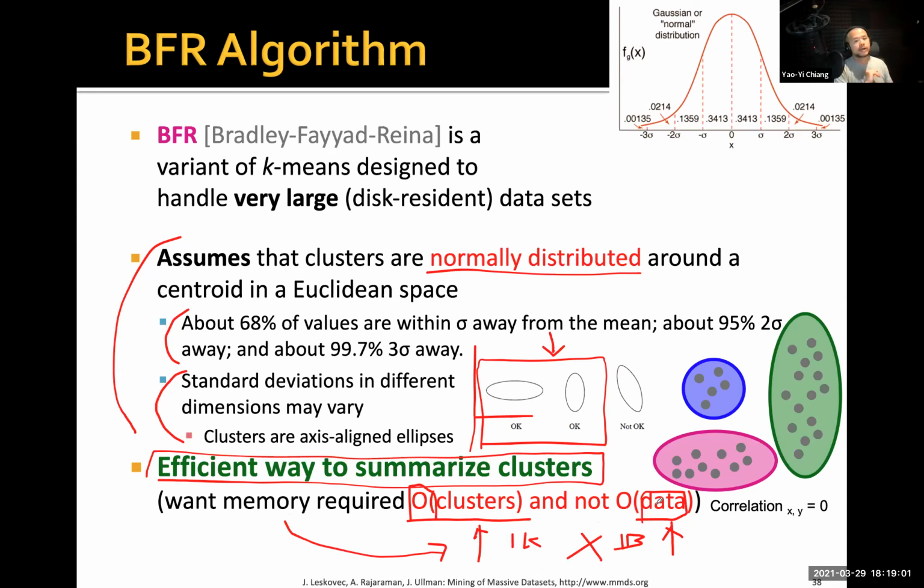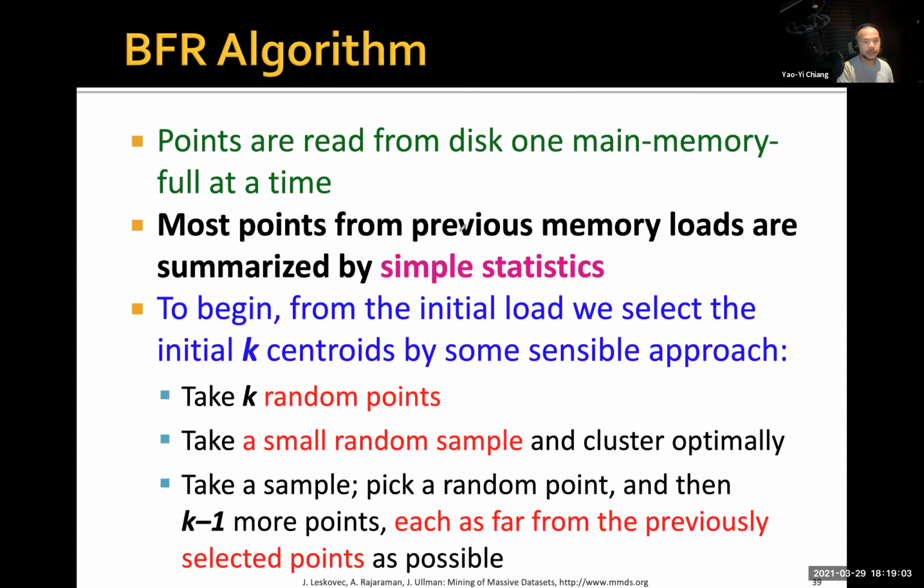Okay. All right. So BFR algorithm. Here's the algorithm. All the data points are read from disk, one main memory load at a time. So for example, if your data set is 100 gigabyte and your main memory has 20 gigabyte space for reading data and 12 gigabyte for processing, then every time you would read 20 gigabyte from this 100 gigabyte. Okay, and you use this part of the memory to help you process the 20 gigabyte data.